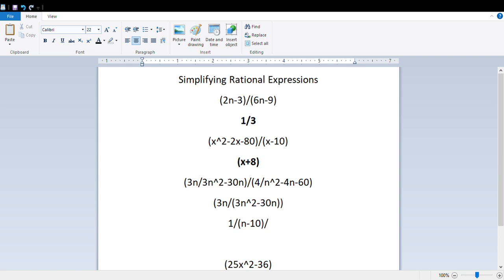4 over n squared minus 4n minus 60. Right here, let me just copy paste this so it won't take too much time. Let me really show you. So our numerator, which we just solved, is 1 over n minus 10, and on the denominator we have 4 over n squared minus 4n minus 60. So let's solve the denominator now. We have 4 over, and then n squared minus 4n minus 60.